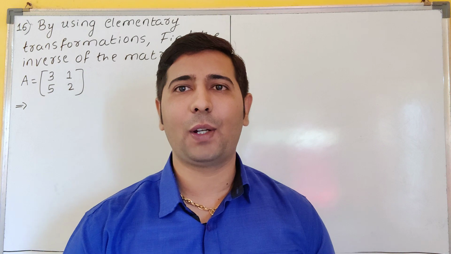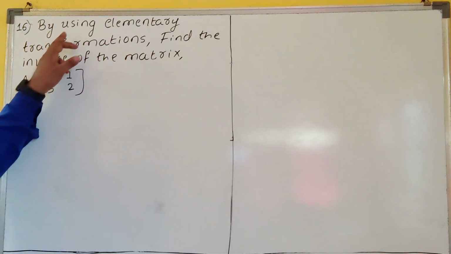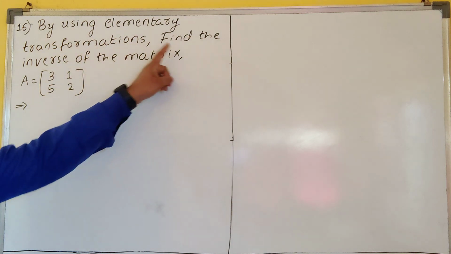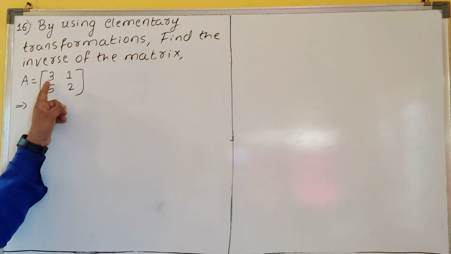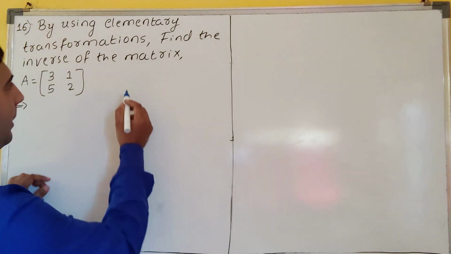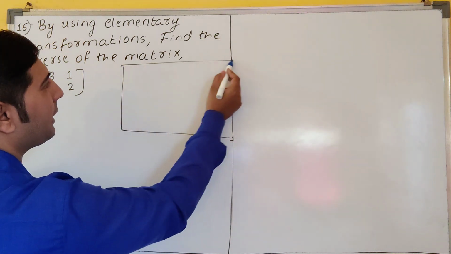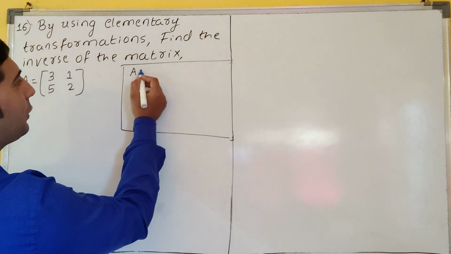In the last class we have solved question number 15. So now let us solve the next question, dear students. By using elementary transformation, find the inverse of the matrix A is equal to 3, 1, 5, 2. Very simple question, dear students. By using shortcut we can solve this one. Shortcut I have discussed with you in previous class also.